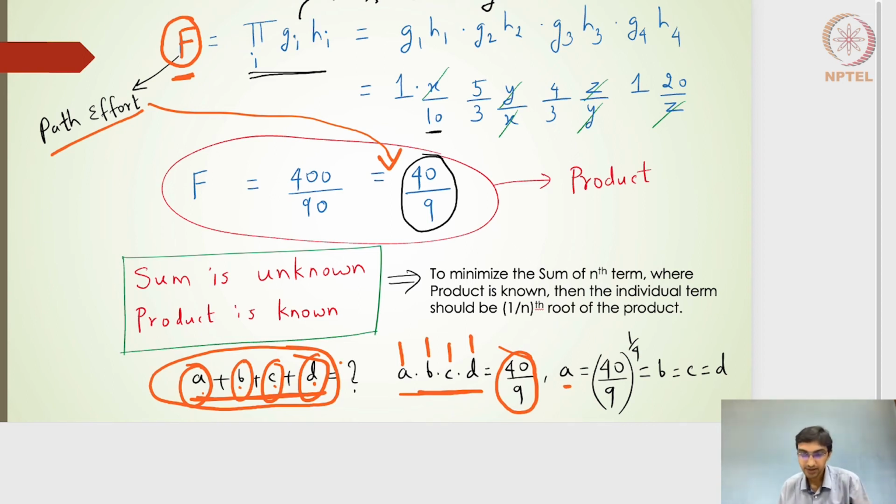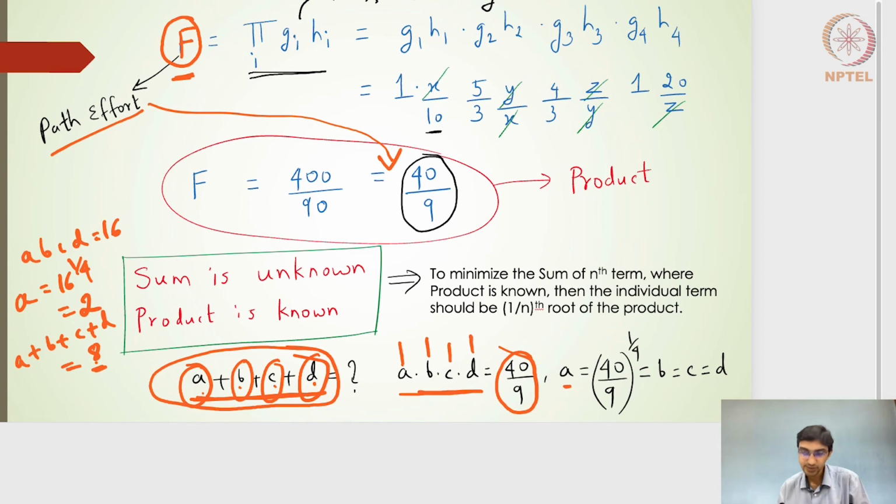And you can take any kind of an example here. Let's say that the product of A, B, C, D is actually 16. Right? So in that case, my A should be nothing but 16 raised to 1 by 4, which turns out to be nothing but the value of 2. So if I use A is equal to B is equal to C is equal to D is equal to 2, then only I will get the sum of A, B, C, D as nothing but 8, which is the minimum one.